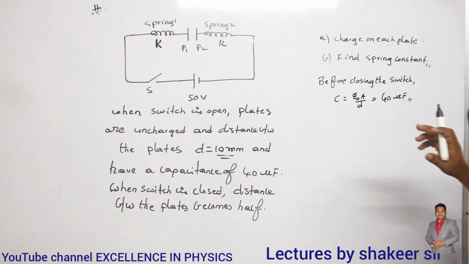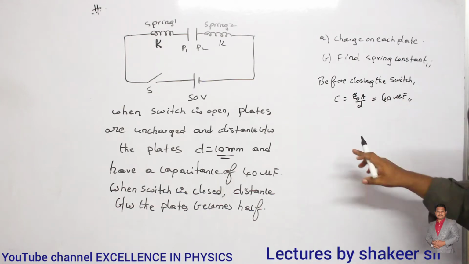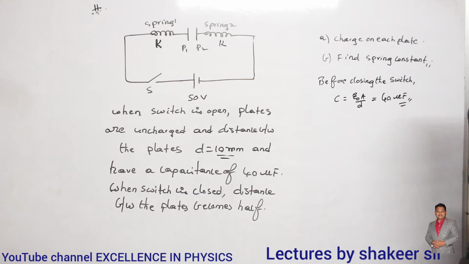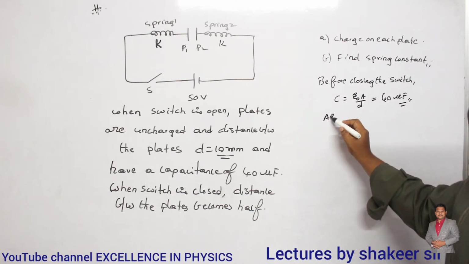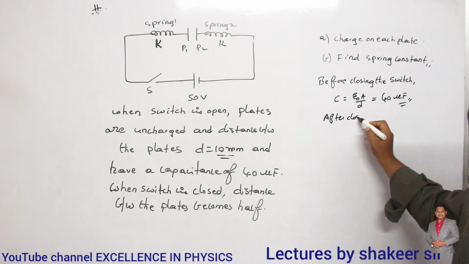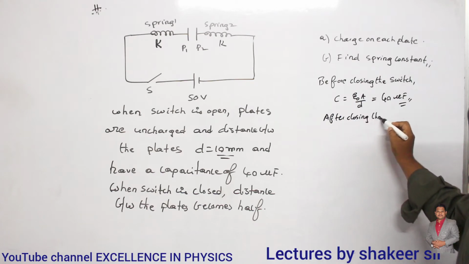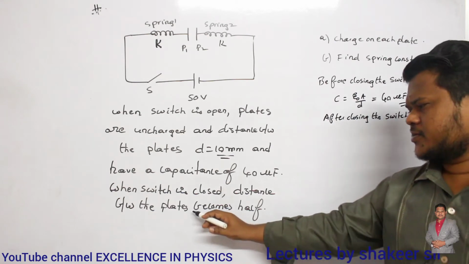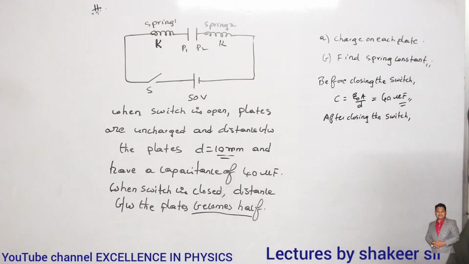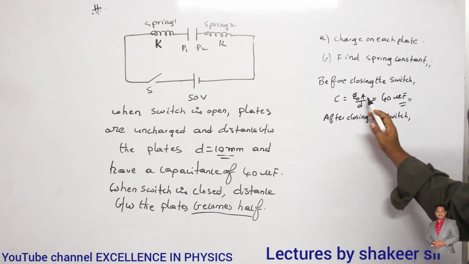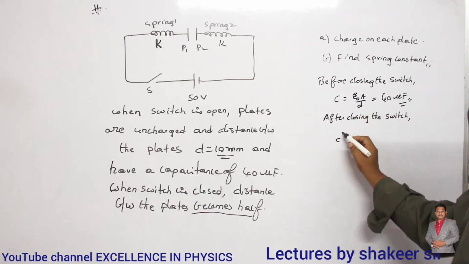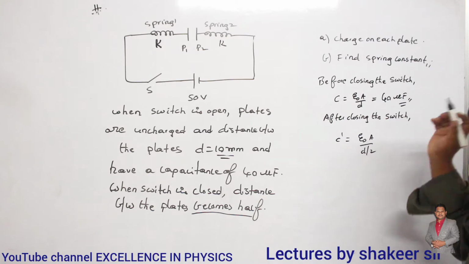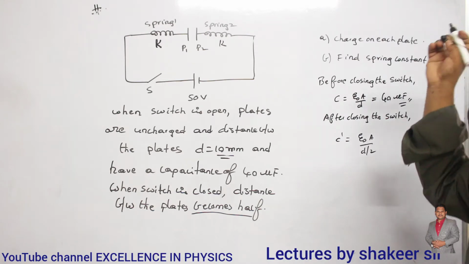So previously, when it was in the uncharged position, capacitance is equal to epsilon naught A divided by D, which equals 40 microfarads. Now after closing the switch, what is happening? The distance between the plates has become half. So epsilon naught is not changing, area is also not changing. So what is the new capacitance? Epsilon naught A divided by D by 2. The distance between the plates has reduced to half.